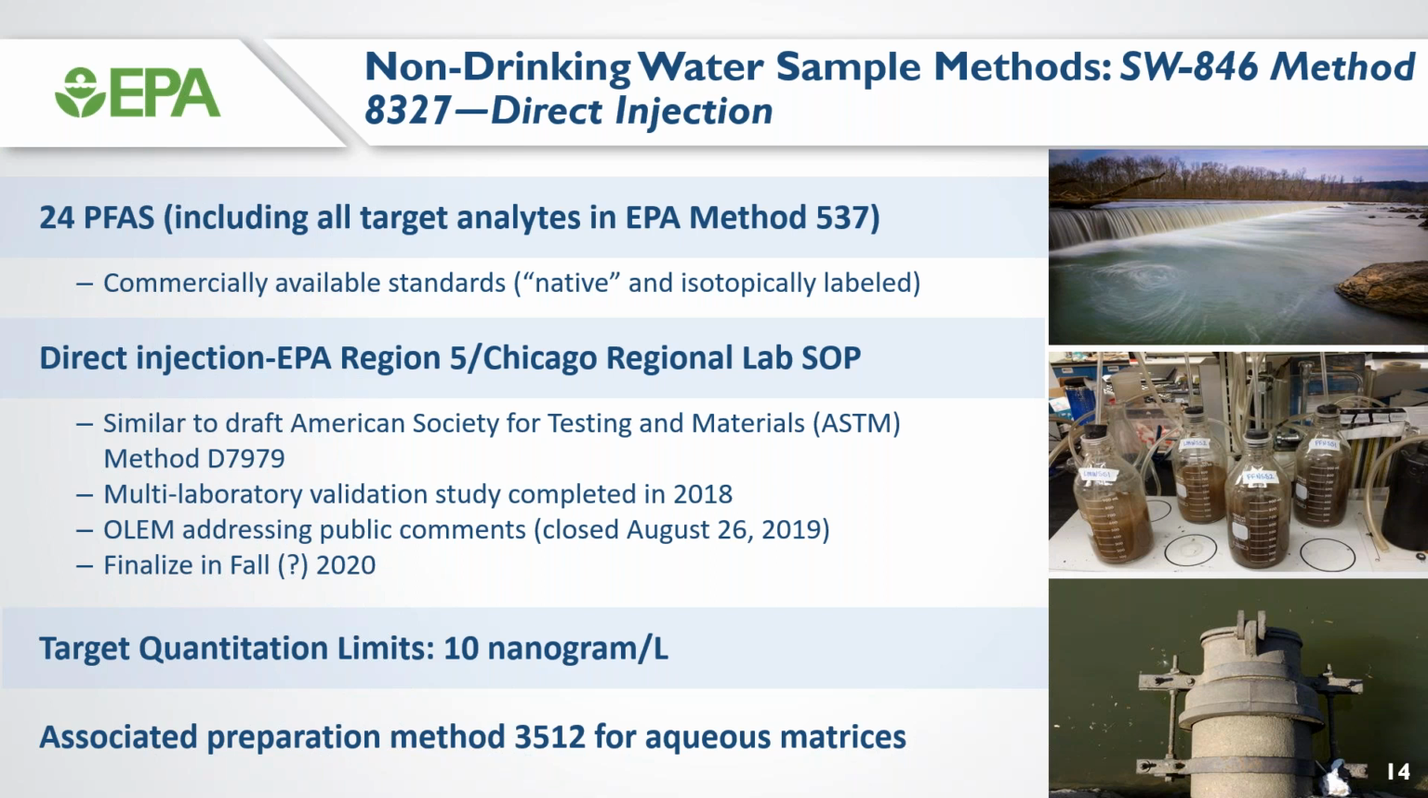The target quantitation limits for this method are 10 nanograms per liter or lower for all of the compounds. However, I will add that with some of the latest and greatest instrumentation, and I don't want to name any specific vendors or specific units, some of the advances that have been made over the past couple years in sample introduction and sample ionization can easily get us below 10 nanograms per liter and closer to 1 nanogram per liter for many of the compounds. There is an associated preparation method, 3512, for aqueous matrices, and that is found as an appendix in the current draft that you can access online.